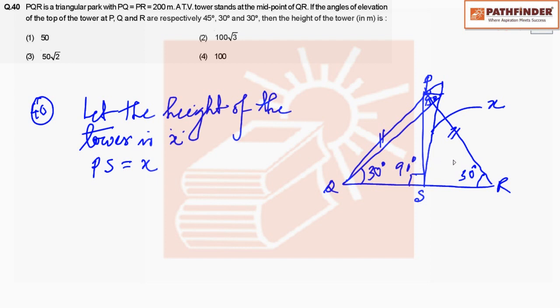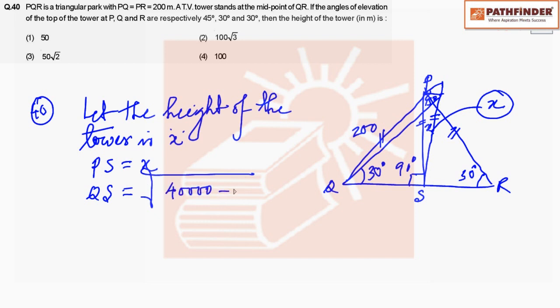This is 90 degree. So we have to find out the height of the tower x, because as this is 90 degree, this is 200. So this is x, this is also x, this is also x. So QS, from Pythagoras theorem, it will be root of 200 square minus x square.